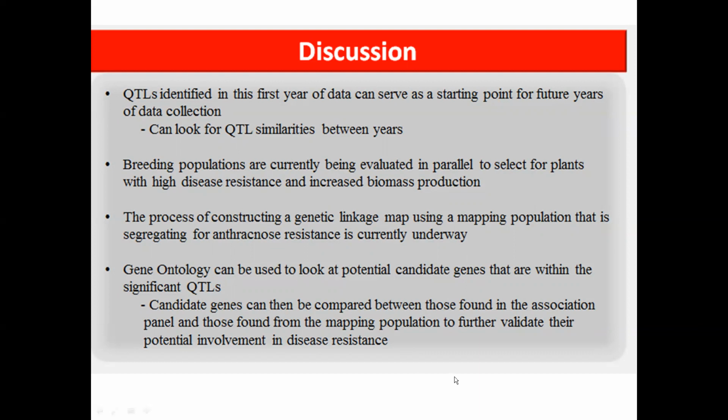We can do this by using gene ontology, and we can look for potential candidate genes within these significant QTLs, and look to further validate and narrow down our search. We can look for QTLs that have been consistently showing up across years between the mapping population and the association panel, and this will give us a much better sense of which genes are actually involved with anthracnose resistance.